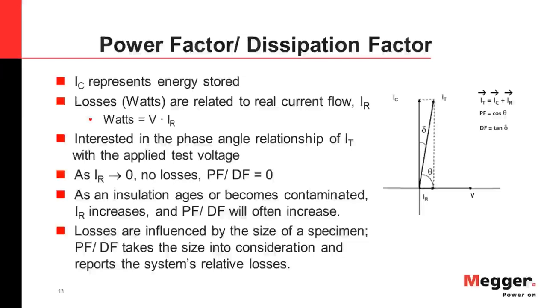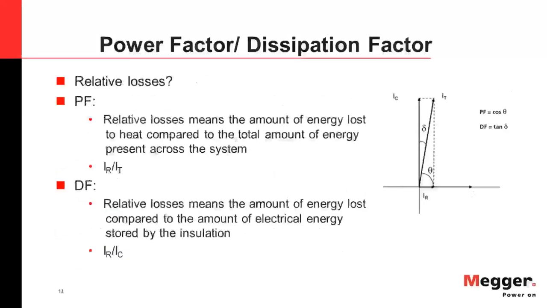So what do I mean by relative? Well, for power factor, which is equal to the cosine of the theta angle, relative losses means how much energy is being lost by the insulation system relative to the total energy present, which includes both the stored energy and that lost energy. So IR divided by the total current, IT. For dissipation factor, on the other hand, which is equal to the tangent of the delta angle, relative losses means how much energy is being lost relative to the energy being stored.